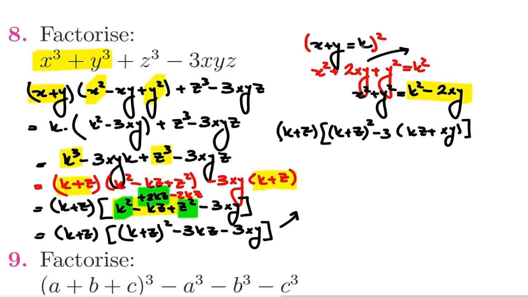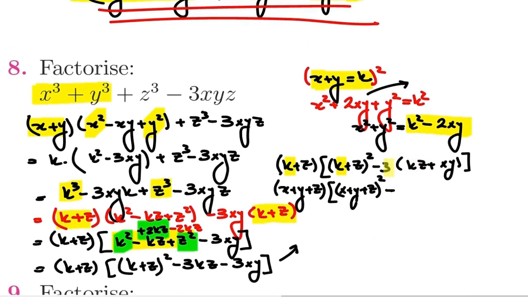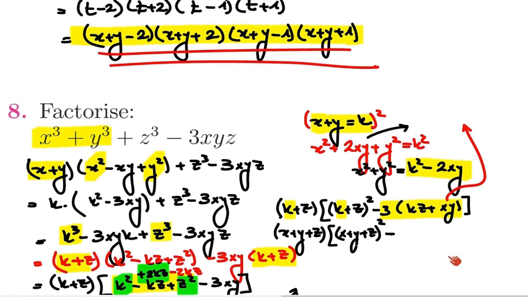Now, what we called k was x plus y. If we substitute that in, x plus y plus z times the square of x plus y plus z minus... I just want to focus on this part right here, because I won't be able to fit it over there. In fact, let's just ignore that minus 3 for now. Let's talk about this part.